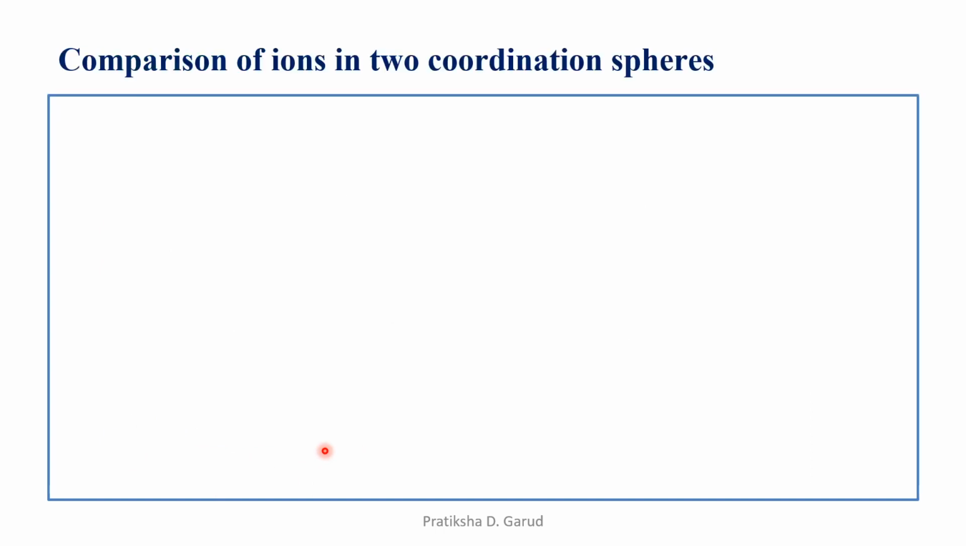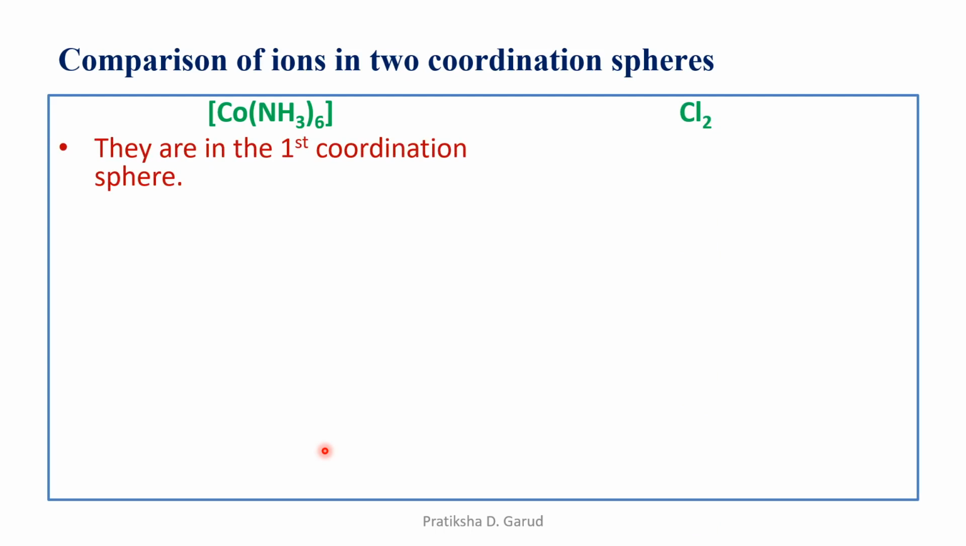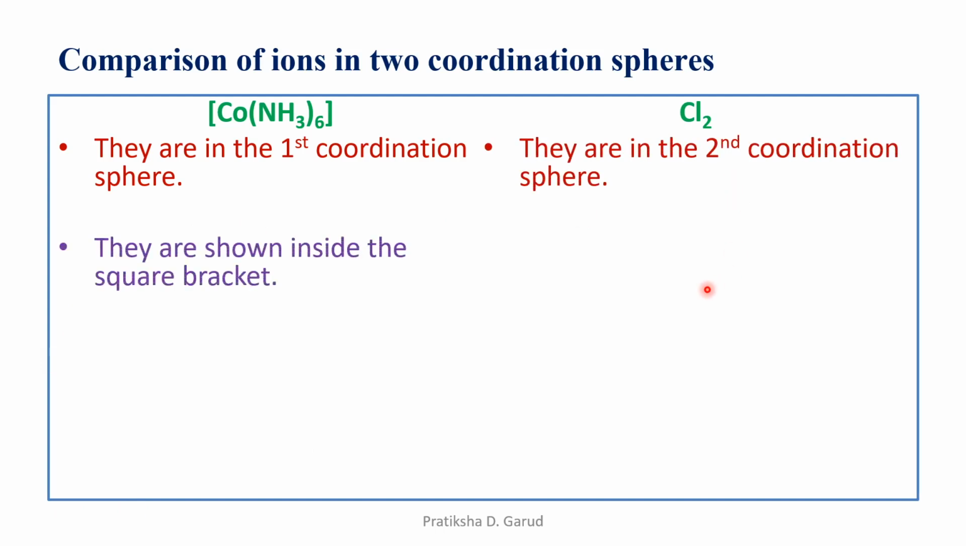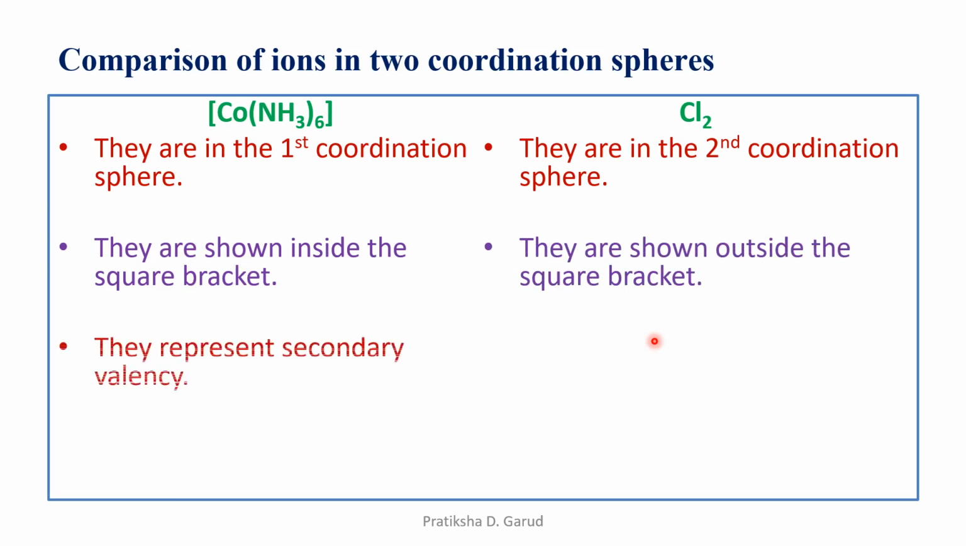Let's move on. Let's see the comparison of ions in 2 coordination pairs. So we are having the 2 coordination pairs, that is the first coordination pair and the second coordination pair. The first coordination pair means the [Co(NH3)6], that is the secondary valency, and the second coordination pair means the primary valency, which is the Cl2. So this Cl2 is present in the second coordination pair. Then the first are shown inside the square bracket, whereas this Cl2 is shown outside the square bracket.